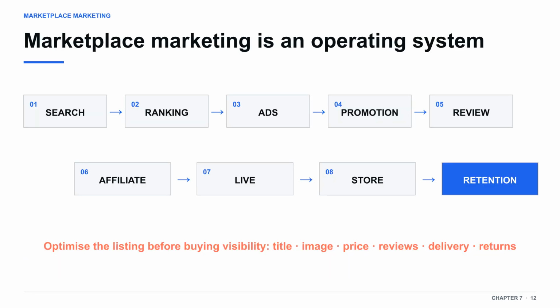Marketplace marketing is like an operating system. You have 8 key stages from search and ranking to retention. Always optimize your listings, including titles, images, and reviews, before spending money to buy visibility. Your product page needs to be ready to convert.